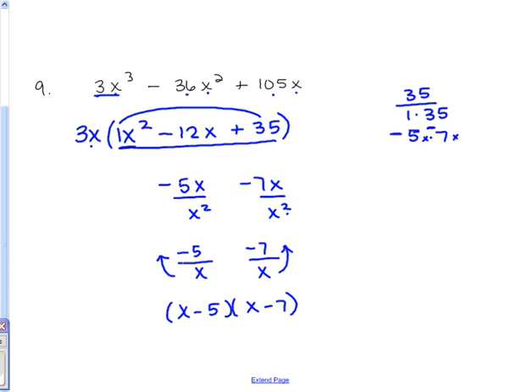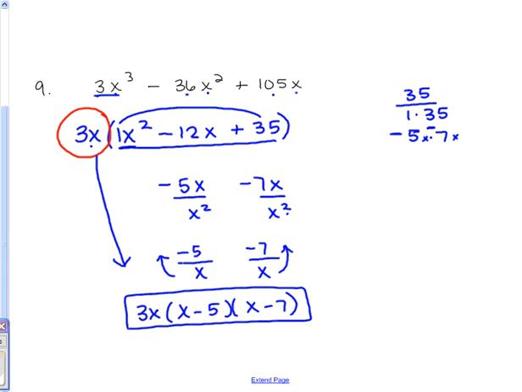Now remember, I can't forget about this common factor that I took out from the beginning. So that's going to be part of my answer. 3x times x minus 5 times x minus 7. Okay, it will be marked incorrect if you leave the GCF off whenever you write your answer out for these.